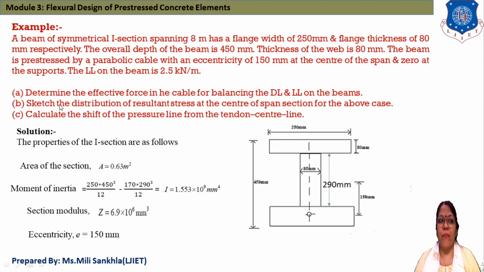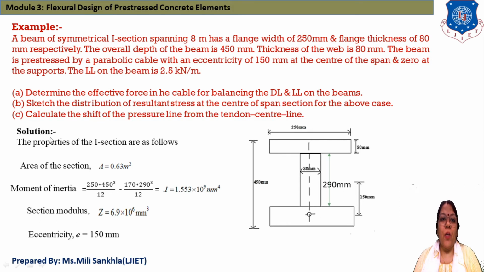Now one by one we find out. Determine the effective force in cable for balancing the dead load and live load on the beam. Okay, here we use the equation of balancing that we already discussed. Sketch the distribution of resultant stress at center of span for the above cases. Okay, and calculate the shift of pressure line from the tendon center line. That means the pressure line is the resultant of our external load.